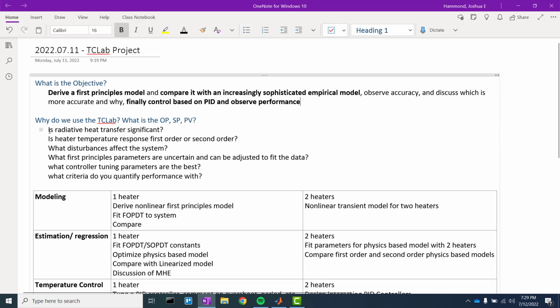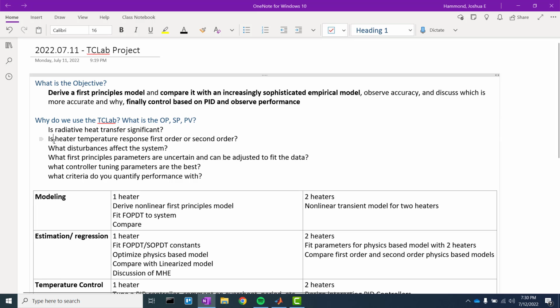Some questions to keep in mind as we do this are why we use the temperature control lab in general. So just think about why we're doing this. What are we supposed to be seeing with each of these activities, as well as looking at these variables we've discussed so much in the past. Other things to think about are the question of if radiative heat transfer is significant, especially since it's a nonlinear quantity.